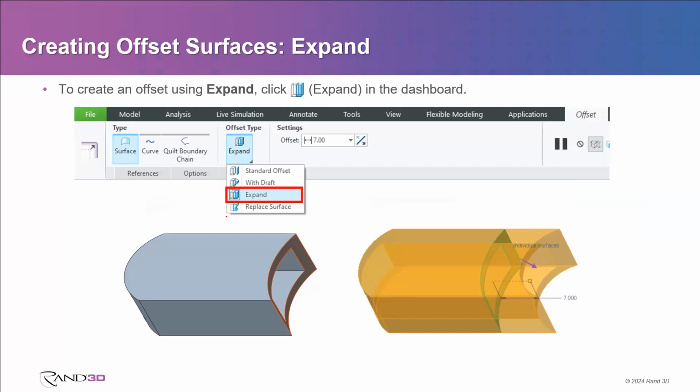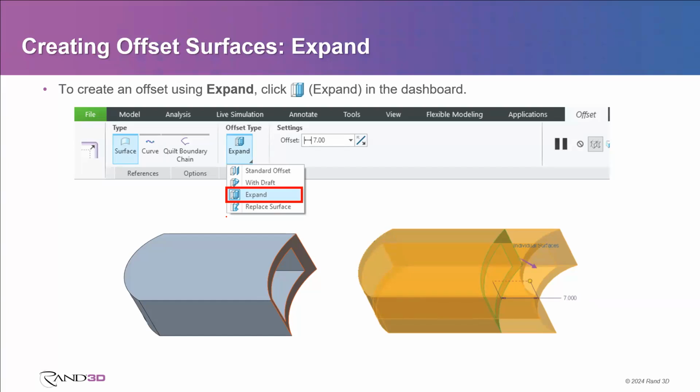And with the expand, again, you can take a solid face, you can take a surface, you can take a quilt, and it's going to offset it or translate it. You're going to have two options here. And if you're doing this expand on a solid face, once it offsets or translates the solid face, it's going to fill in between them with solid material.